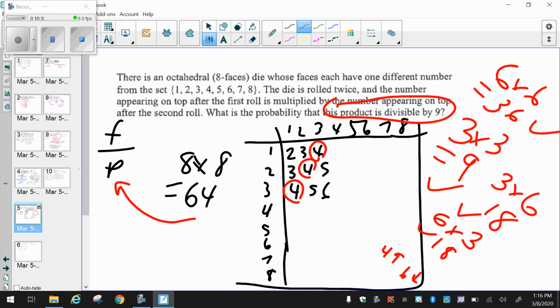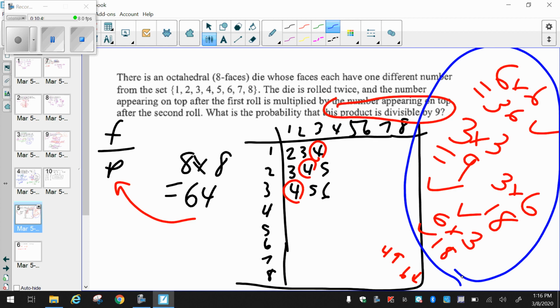If I were to go through my table and multiply all of these, so again, I apologize because I added them, these are the only ones right here that give me products that are divisible by 9. There are 4 in total, which means now my favorable outcomes is 4. So to get the probability, it is 4 over 64, which simplifies to 1 over 16.